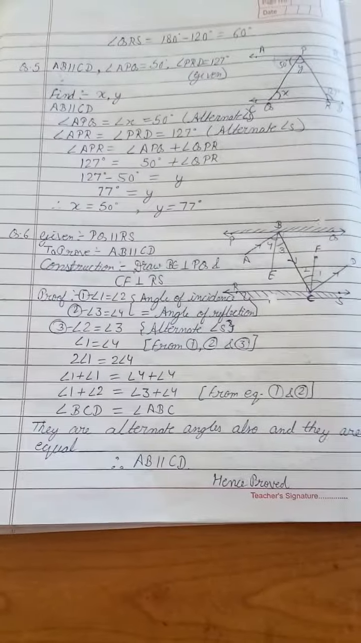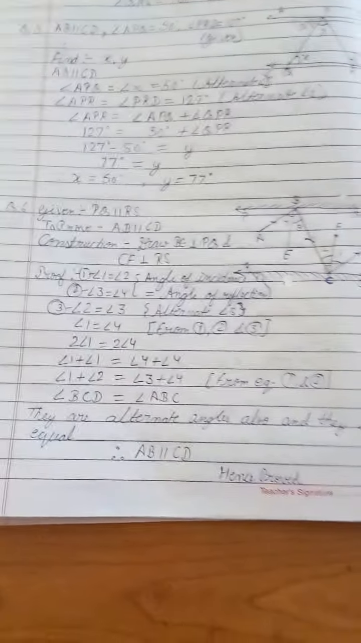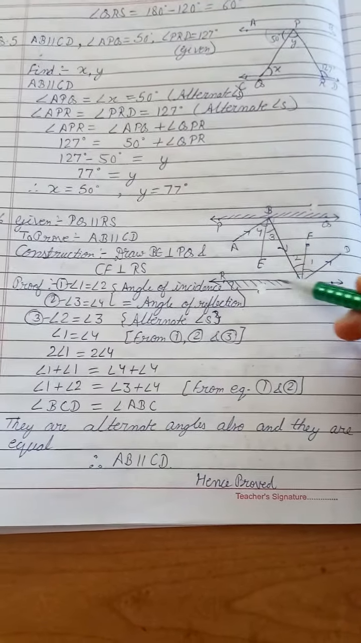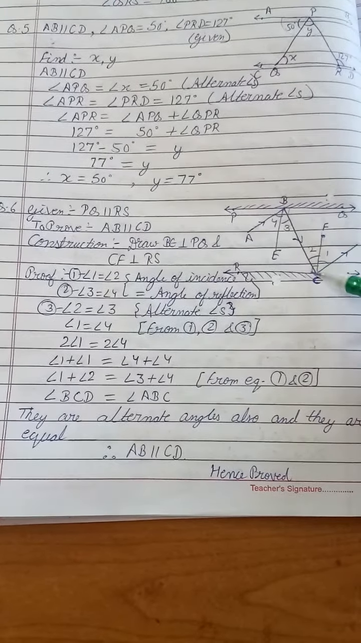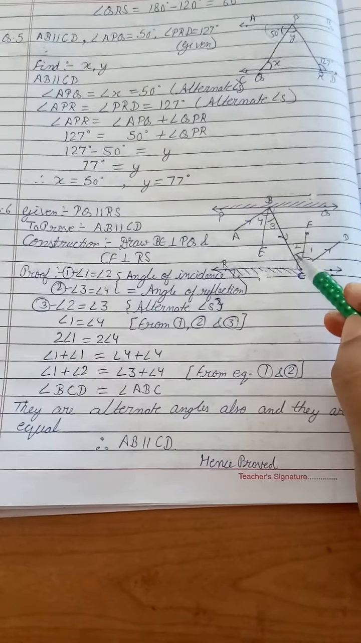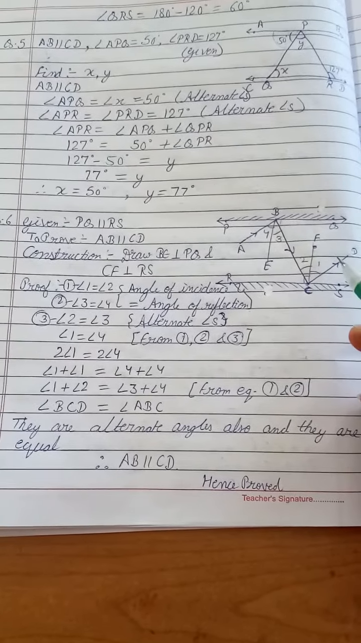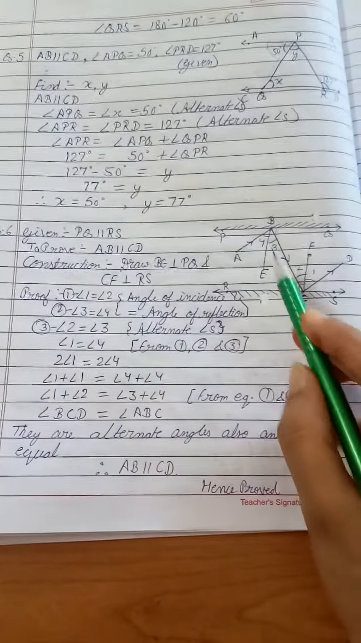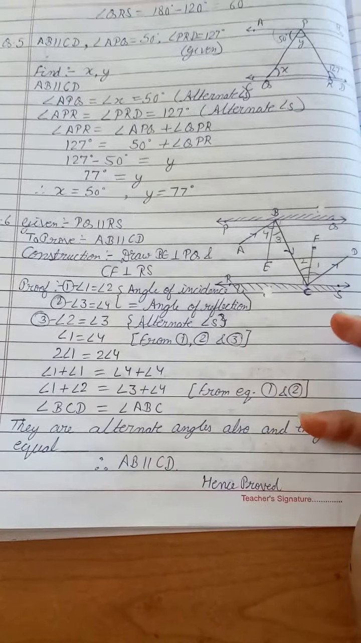How will we prove this? In this we'll construct two perpendiculars, BE perpendicular to PQ and CF perpendicular to RS. Perpendicular means making 90 degrees here. So this line is making 90 degrees over here and this line is making 90 degrees over here. Now this angle 1 is equal to angle 2 because the angle of incidence is equal to the angle of reflection according to the science law of reflection. In the same way, angle 3 is equal to angle 4, by the same law.